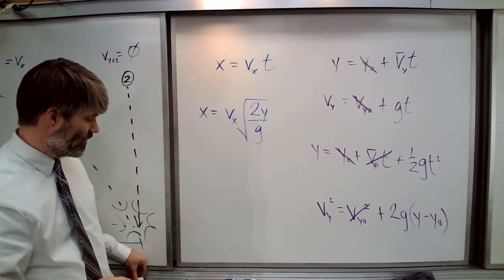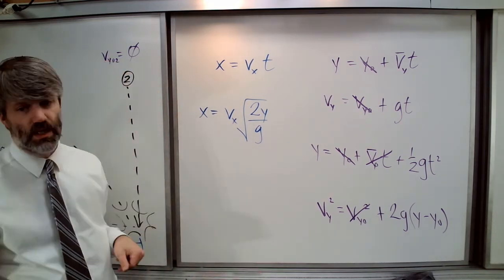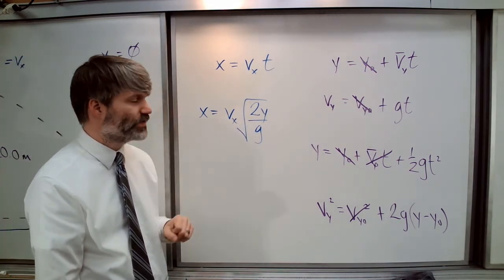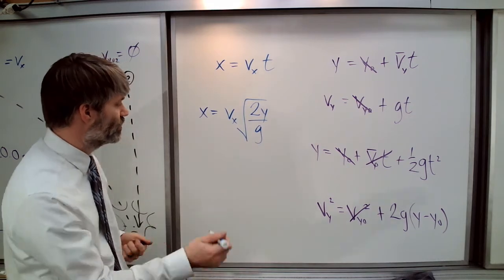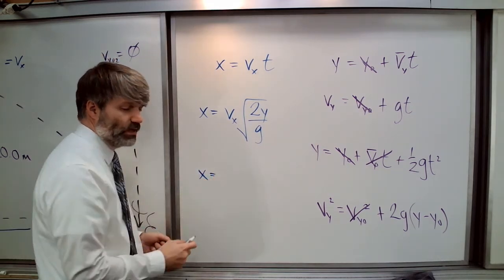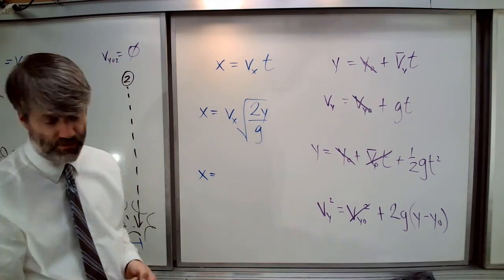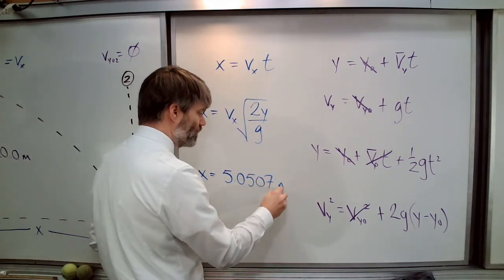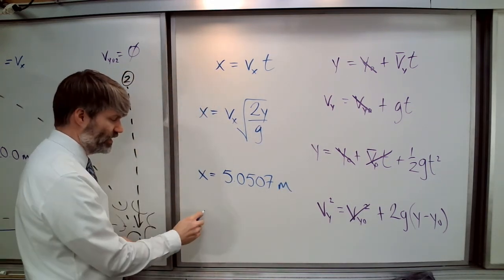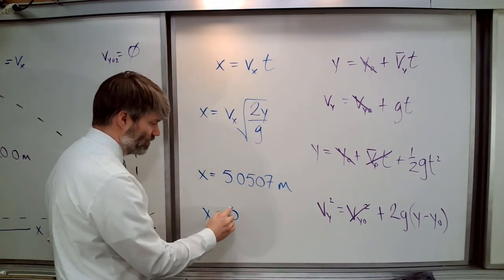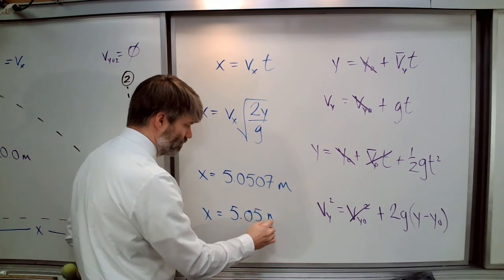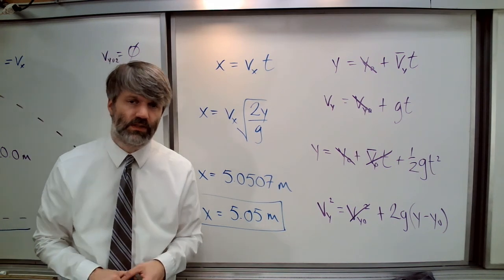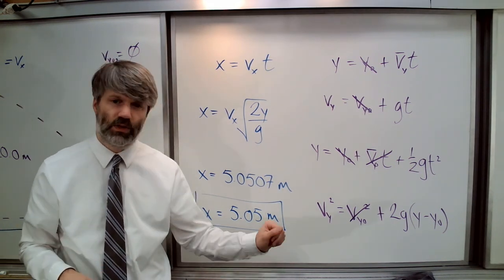Knowing all of these values, we know the initial velocity in the x direction is 2.5 meters per second. We know the initial height was 20 meters, and we know the acceleration due to gravity. We can find x as a value of 5.0507 meters. Let's just say 3 digits. And there you have the distance that these objects were apart when they first began their motion.